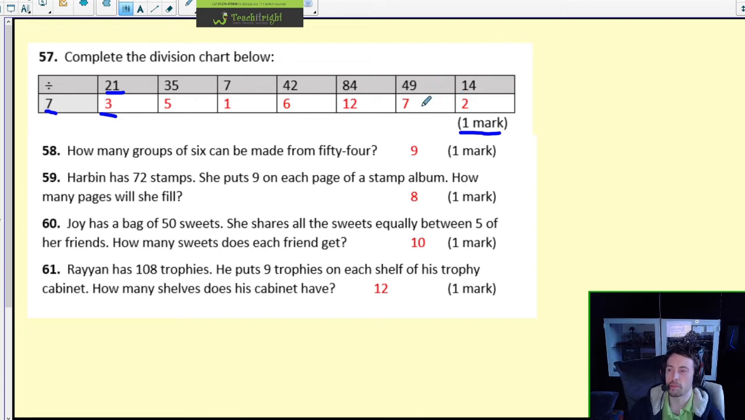How many groups of 6 can be made from 54? That's another way of saying 54 divided by 6. And you're going to make 9 groups, so it would go in 9 times. Harbin has 72 stamps. She puts 9 of them on each page of a stamp album. How many pages will she fill? Well, 72 divided by 9 equals 8.